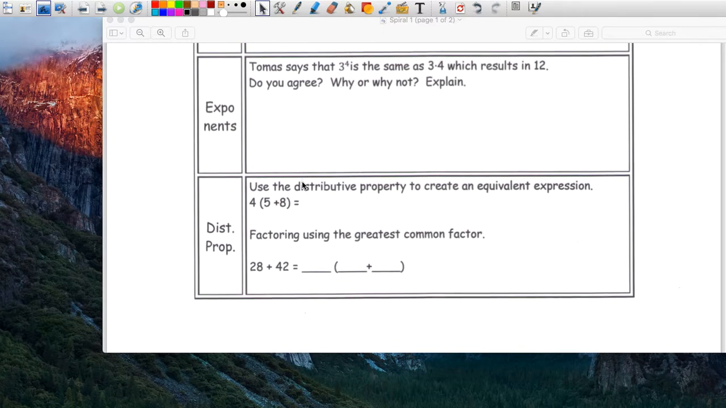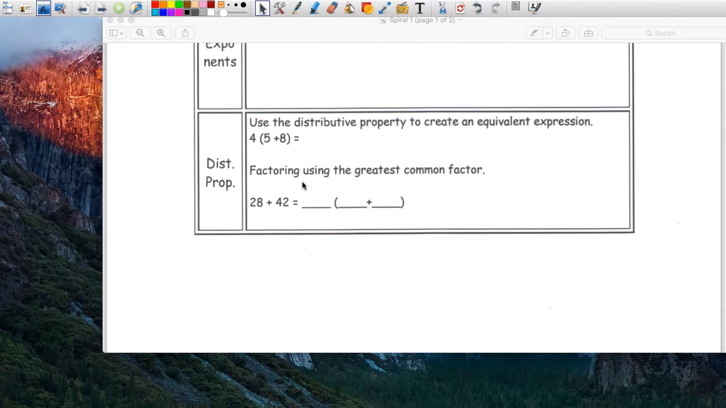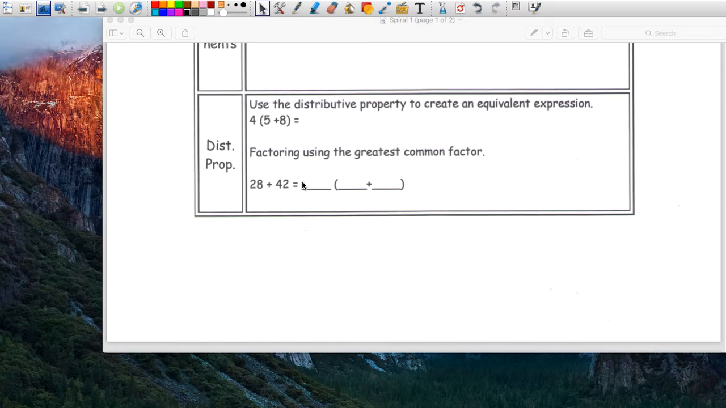So this will be our first spiraled homework, where we actually do homework that includes topics from things we did in the past. This way everything keeps fresh throughout the year.